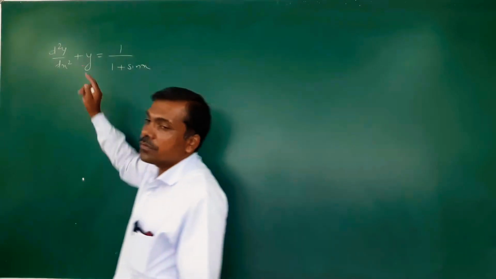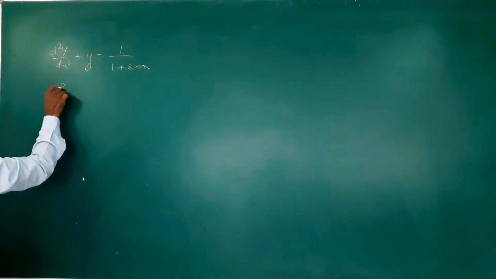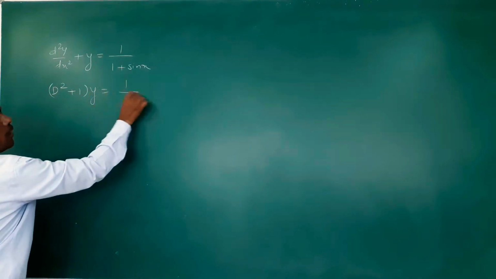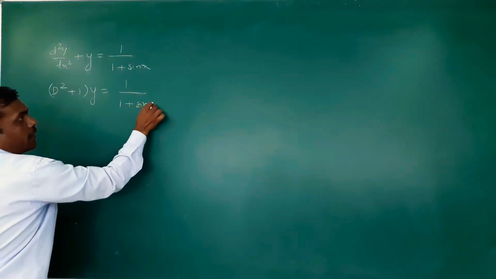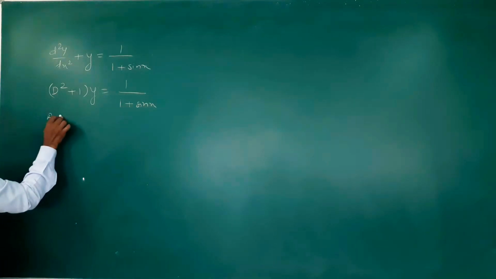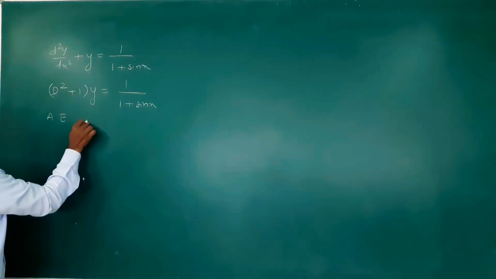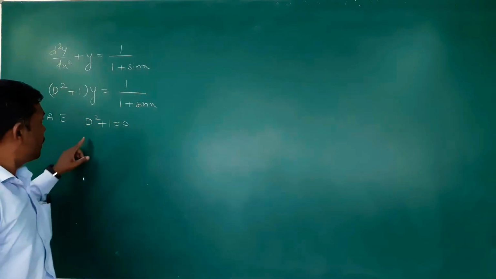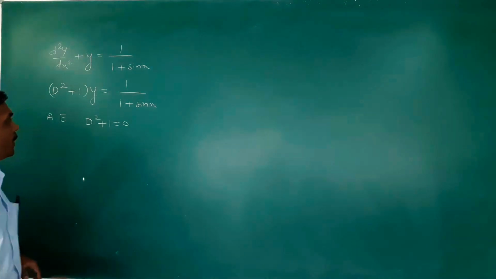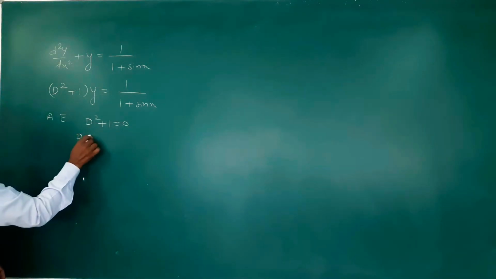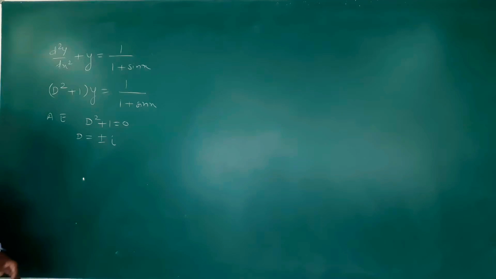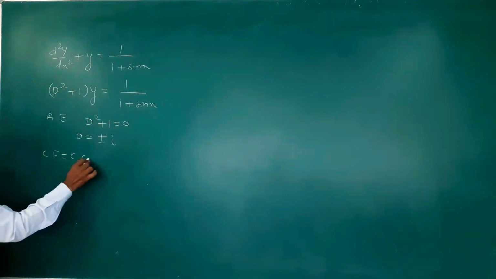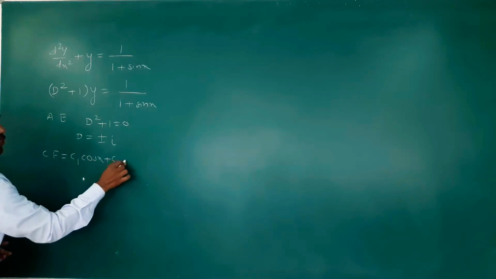Now this problem can be written as (D² plus 1) operating on y is equal to 1 upon 1 plus sin x, right? So my auxiliary equation is D² plus 1 equal to 0. Now here roots are D is equal to plus or minus i. You can easily find it. So complementary function is equal to c1 cos x plus c2 sin x.